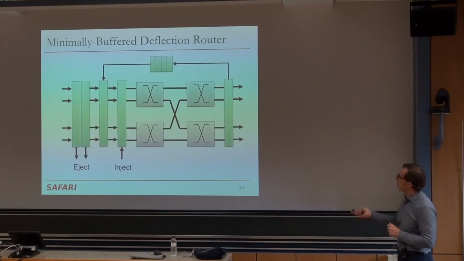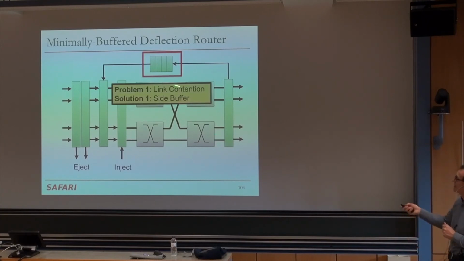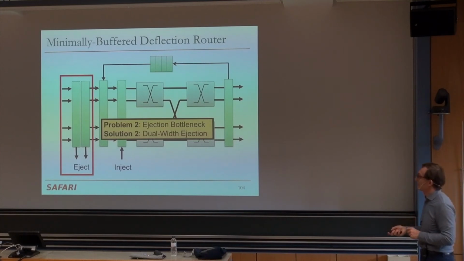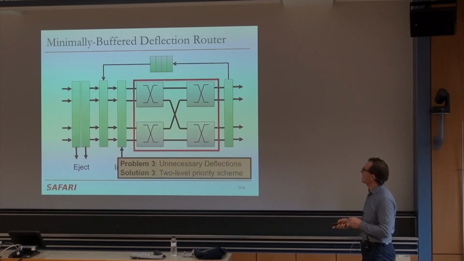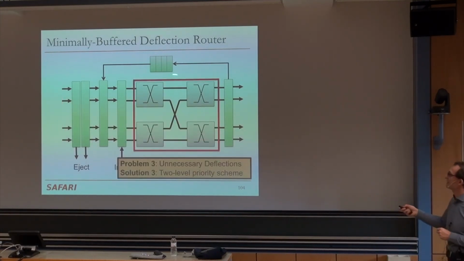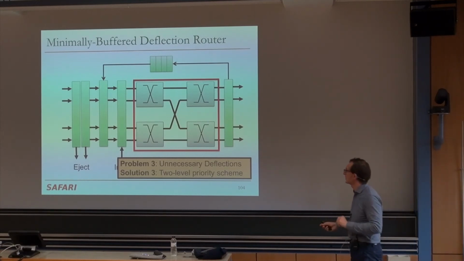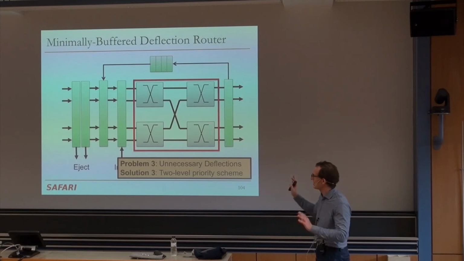Okay, so now you have a coordinated decision. We fixed the link contention problem by using a side buffer. We fixed the ejection bottleneck problem by using dual-width ejection. And we fixed the unnecessary deflection problem using a two-level priority scheme. It's really the silver priority scheme. You could actually expand it as we discussed.